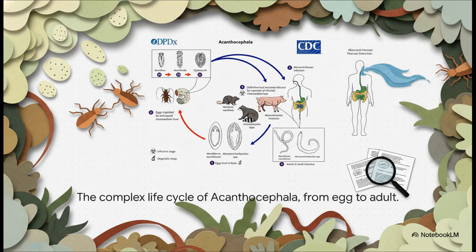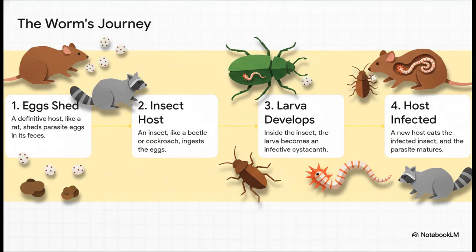Now, let's break this down step by step. It all starts with eggs. So at step 1, a host, like a rat, sheds the parasite's eggs. Then step 2, an insect, maybe a beetle or a cockroach, comes along and eats those eggs. Inside that insect, that's step 3, the larva grows into something called a cystacanth, and that's the stage that's actually infectious. The whole cycle completes at step 4, when another rat eats that infected insect, and the parasite finally gets to mature into an adult.